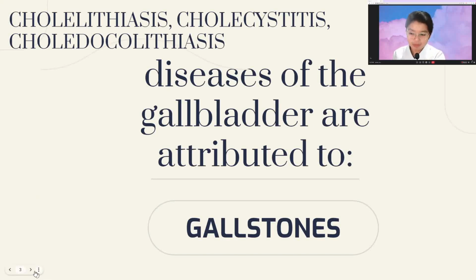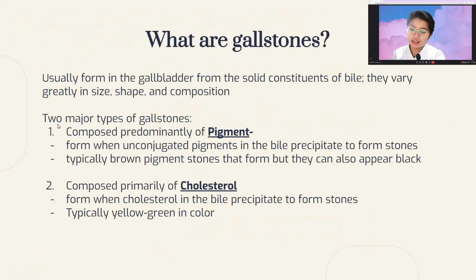So if you ask me what are gallstones, I will tell you that they usually form in the gallbladder from solid constituents of bile. They vary greatly in size, shape, and composition. There are two major types of gallstones. The first one is composed predominantly of pigment. They form when unconjugated pigments in the bile precipitate to form stones. When you say precipitate, it means they clump together. They are typically brown pigment stones, but they also come in black.